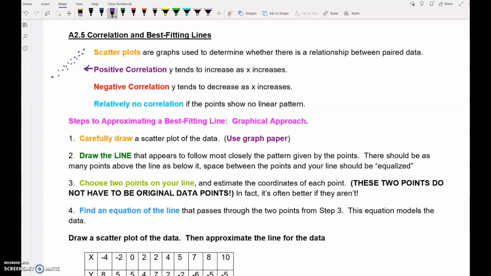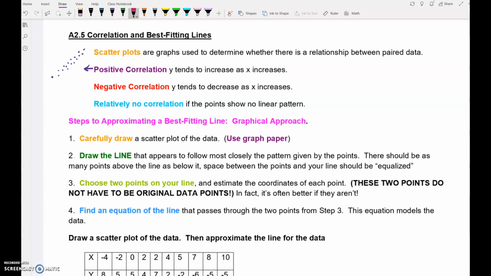Positive correlation would be something like number of cloudy days and number of days with rainfall. Would it make sense that if there's a lot of cloudy days, there's also going to be a lot of days with rainfall? Do those two types of data seem to be related? That would be positive correlation.